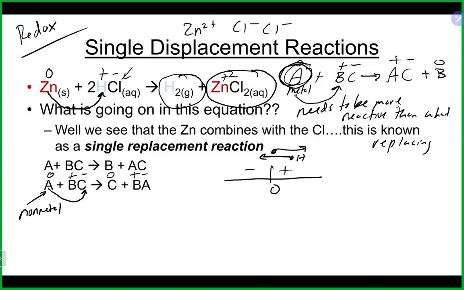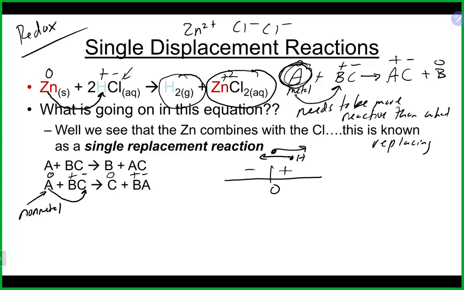What's happening with the chlorine? What's the charge on the chlorine on the left? -1. What's the charge of chlorine on the right? -1. Nothing's happening with the chlorine. It is what we call a spectator ion. It's just hanging out. It's floating around the solution, having a good day.